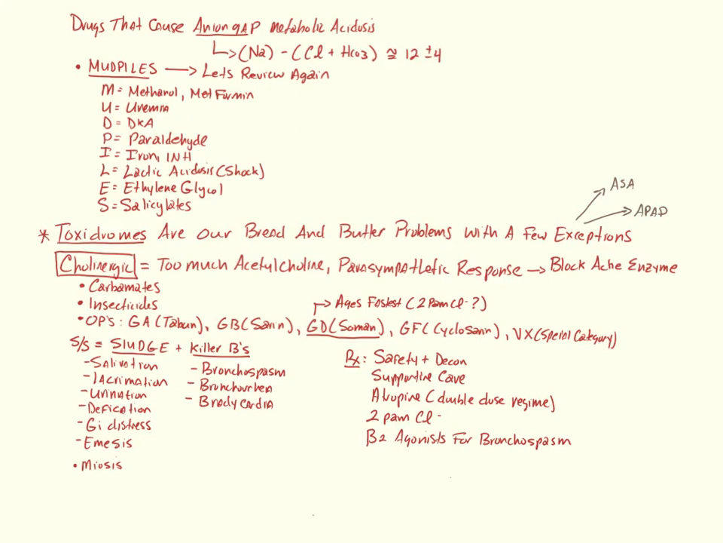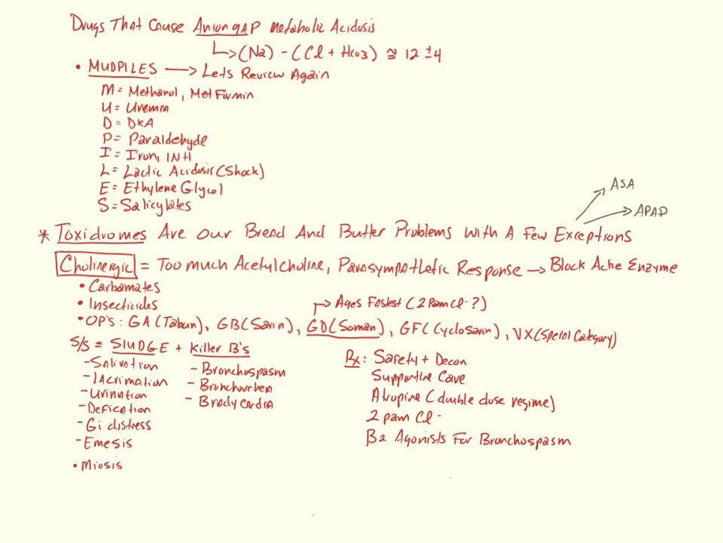Okay, cool. So moving right along with toxidromes, let's talk about the first toxidrome, and that is the cholinergic toxidrome. So when your patient looks like they have too much acetylcholine, that's how I remember cholinergic, too much acetylcholine, this is a parasympathetic response. This is generally caused by drugs that block the acetylcholinesterase enzyme. You guys remember that one, right?